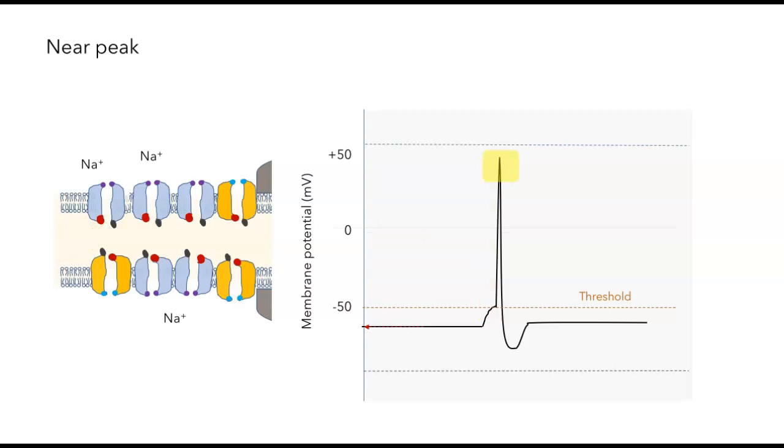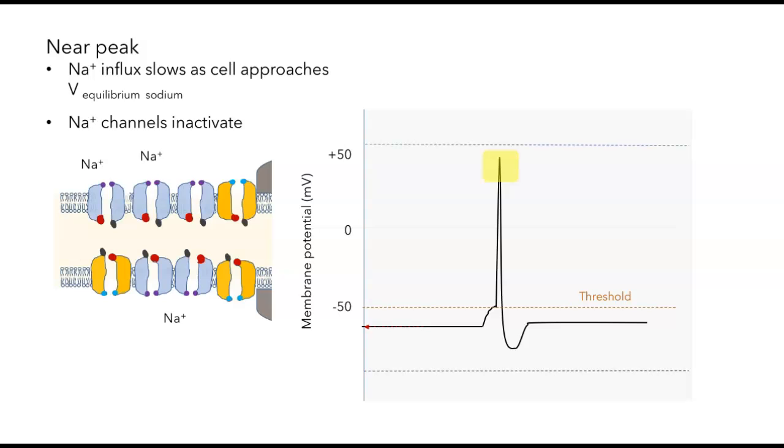Near the peak of the action potential, two things are happening. The first thing that happens is we see that the sodium influx slows as the cell approaches its equilibrium potential for sodium. And the reason for that is that at equilibrium, you'd have an equal number of sodium ions entering and leaving the cell. That's what equilibrium means. And so when we get close to there, there will be fewer ions moving back and forth. But in addition, a second thing happens, and that's that the sodium channels are inactivating. And as they inactivate, no more sodium can move through.